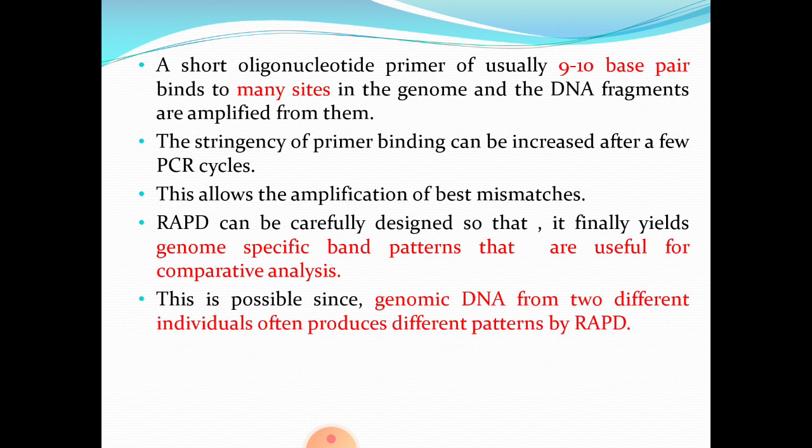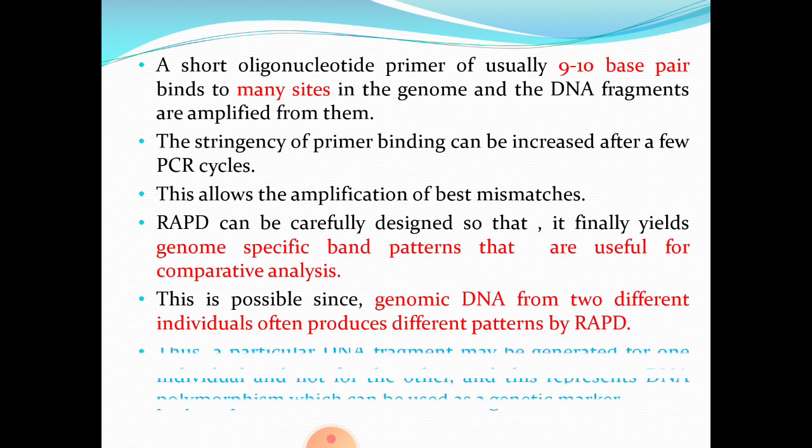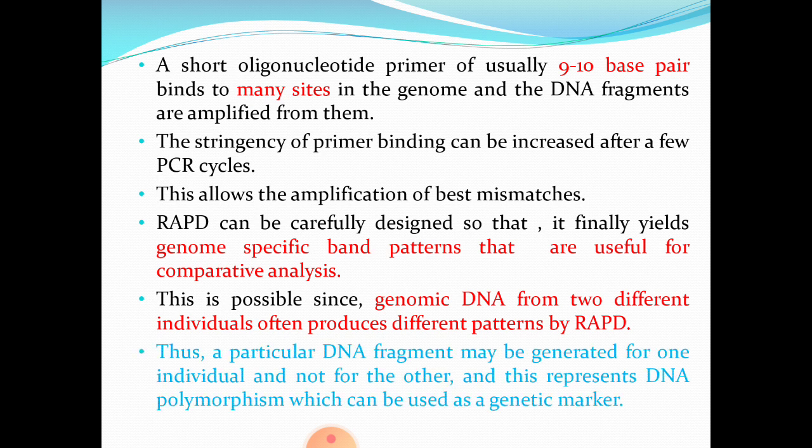This is possible because genomic DNA from two different individuals often produces different patterns by RAPD. I'll show you the diagram a little later. You will understand this point better. Thus, a particular DNA fragment may be generated for one individual and the same may not be generated for the other. And this represents DNA polymorphism, and that can be used as a genetic marker. So this is the platinum sentence in your answer.